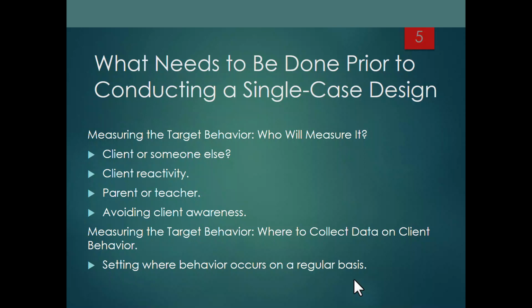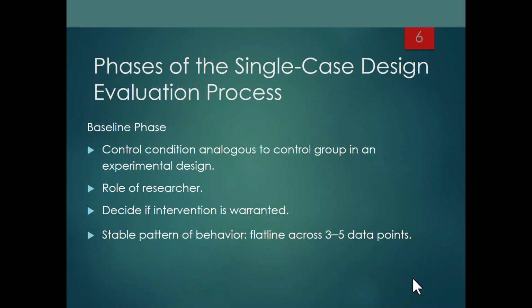As a general rule, data should be collected in a setting where the target behavior occurs on a regular basis. So the single subject, single case, single system design has phases. Okay, so the first phase is the baseline phase. The baseline phase is where there are repeated measures of the dependent variable taken prior to implementing the intervention. It serves as the control condition, like when you have a control group in an experimental design.